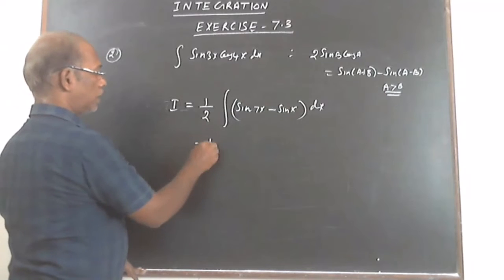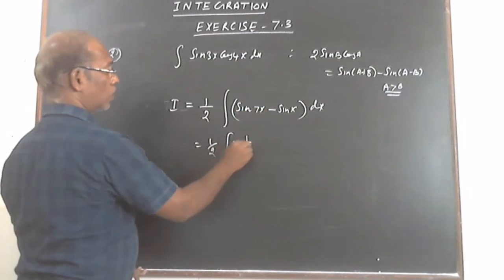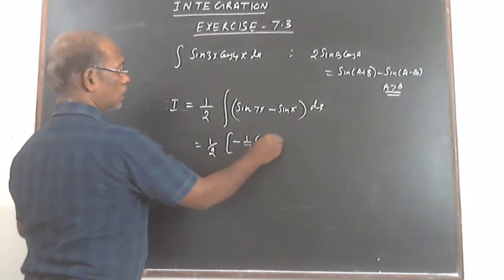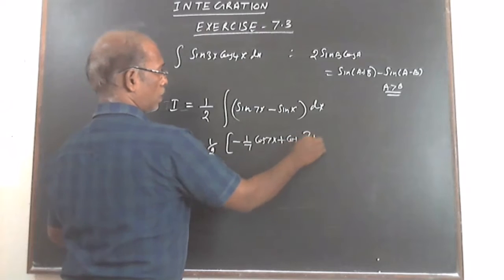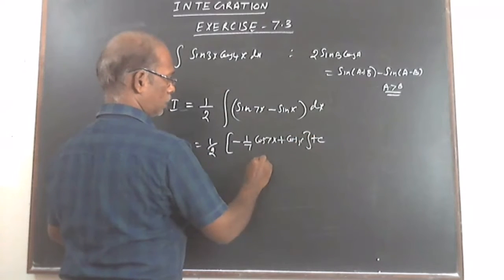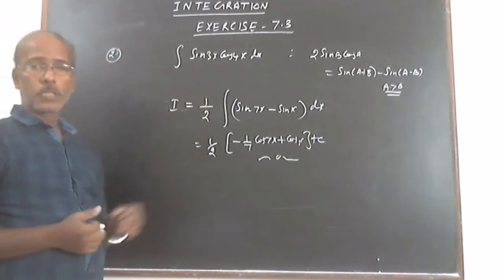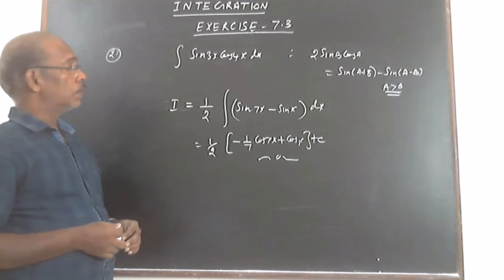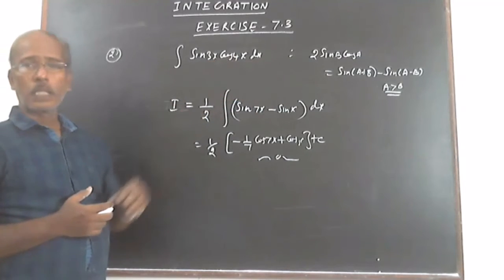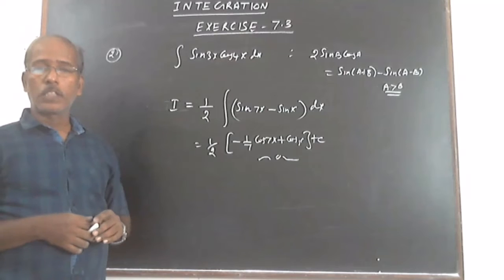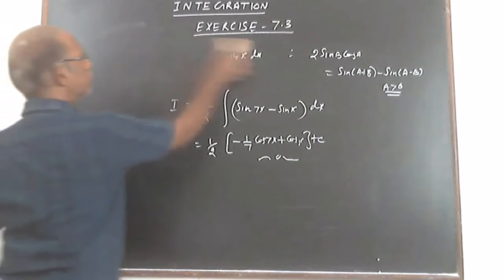Then 1 by 2 integral of sin 7x gives minus 1 over 7 cos 7x, minus, or rather plus, cos x, with the integral constant. So this is the answer. Copy it. Very simple question, but we are supposed to learn integration using this kind of identities, especially trigonometric identities.